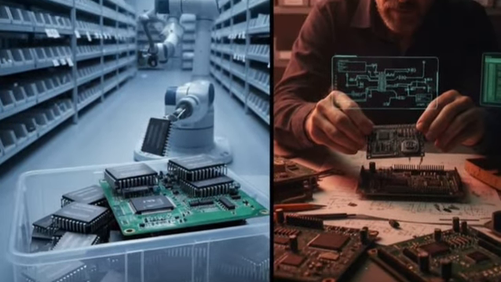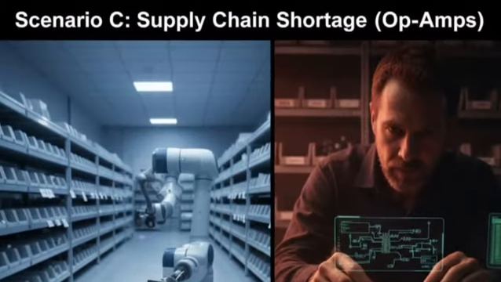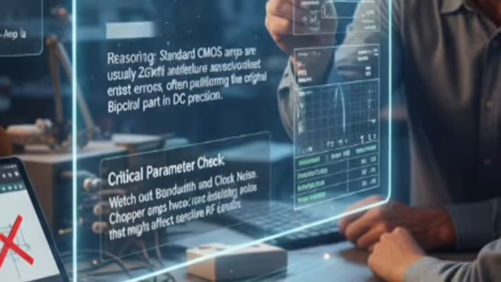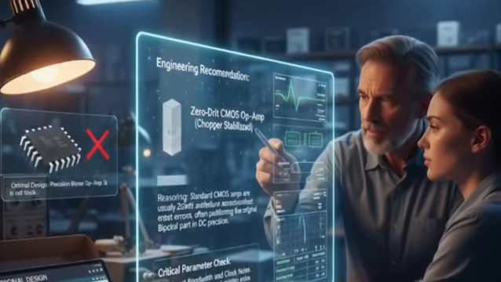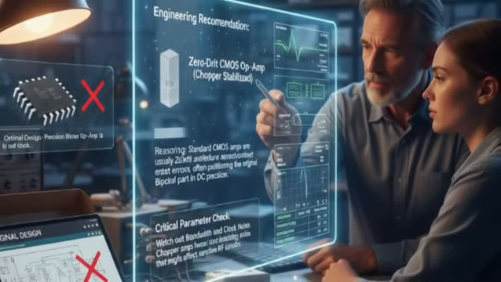Next comes scenario C, where there is a supply chain shortage of an operational amplifier. The original design has a precision bipolar operational amplifier that is out of stock. Right? Engineer recommendation: propose a zero-drift CMOS operational amplifier, chopper stabilized. Reasoning: standard CMOS amplifiers are usually too noisy or imprecise to replace the bipolar ones. However, zero drift architecture actively corrects offset errors, often outperforming the original bipolar part in DC precision.